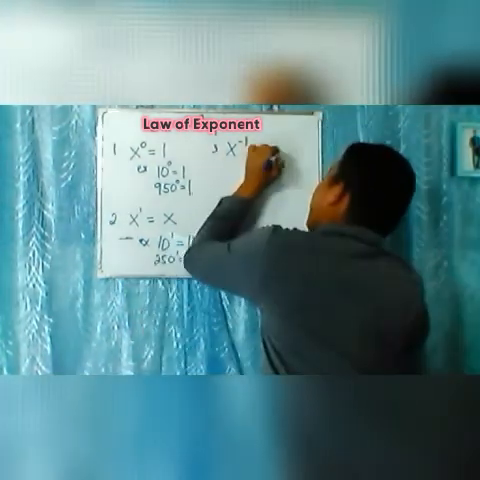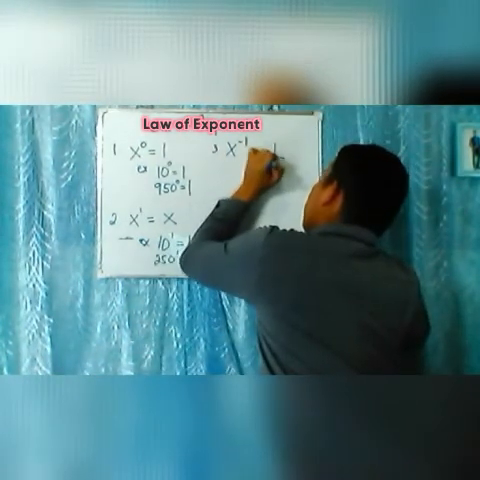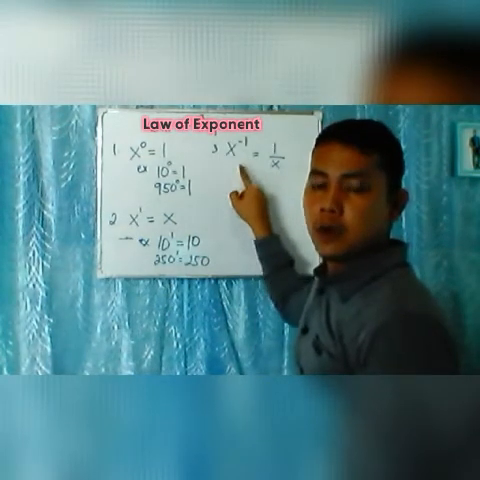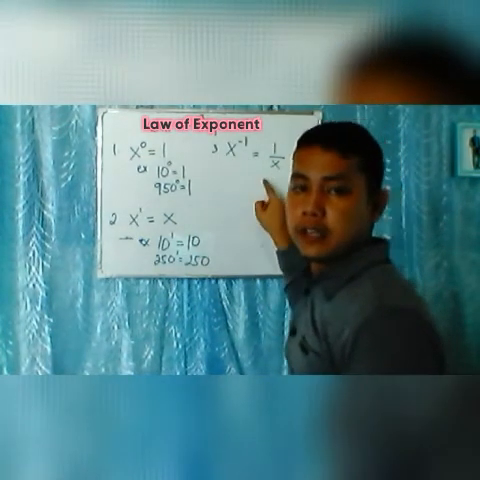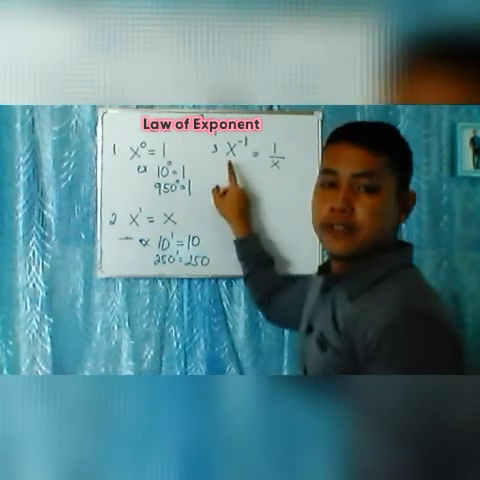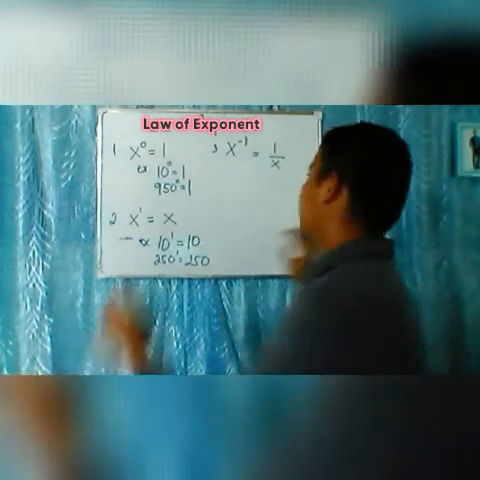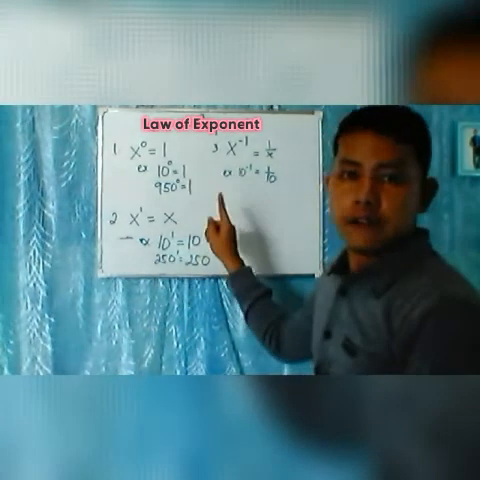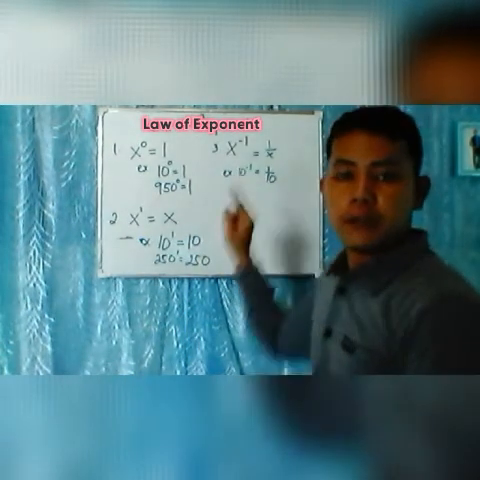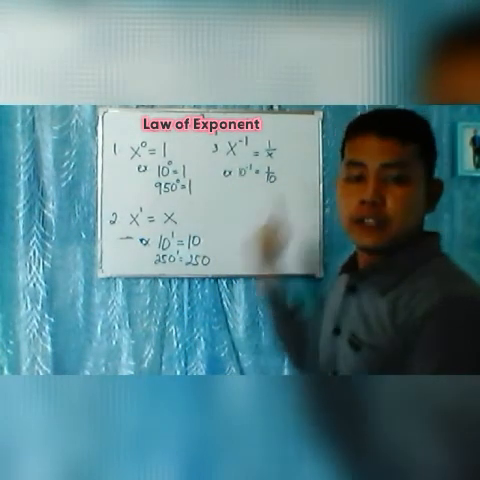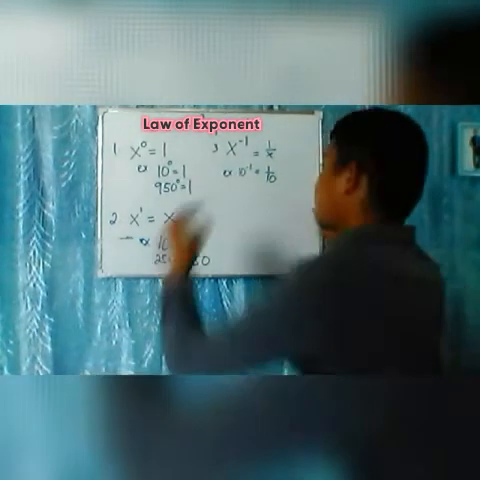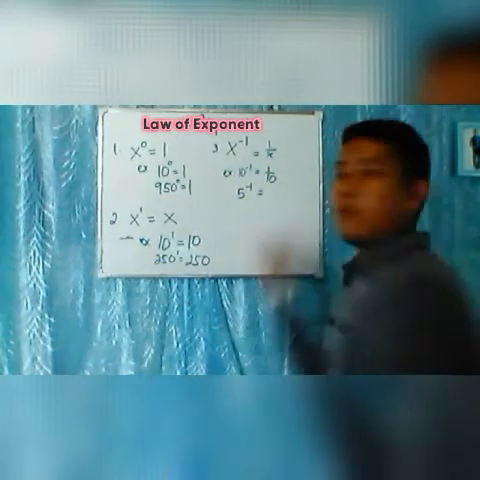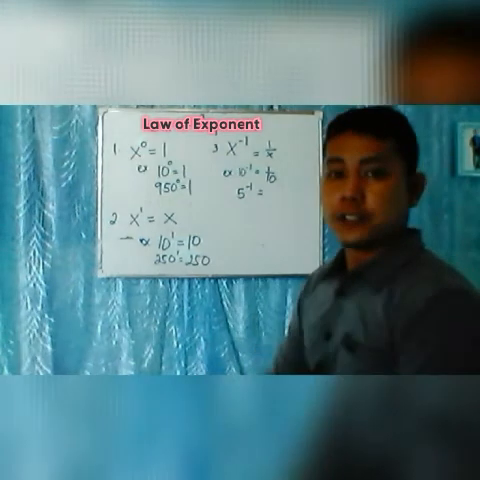Okay. So let's do it like this. So x to the power of negative 1 is always equal to 1 over x, or the reciprocal of this expression. So for example, 10 raised to the power of negative 1 is 1 over 10. So next example, 5 raised to negative 1 is equal to what? Yes, very good. So 1/5.